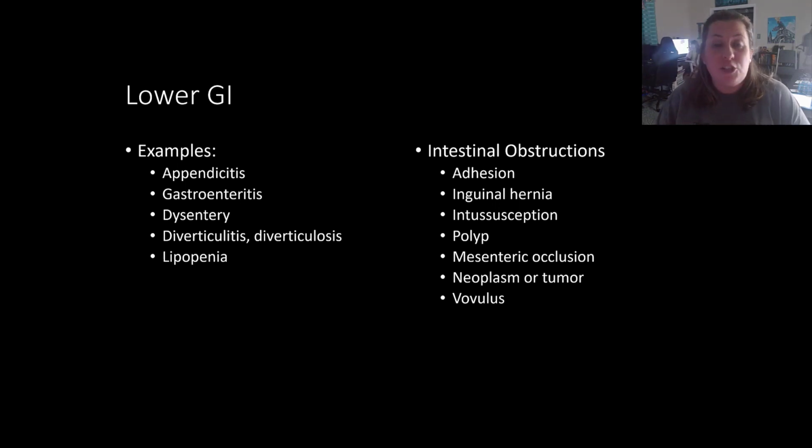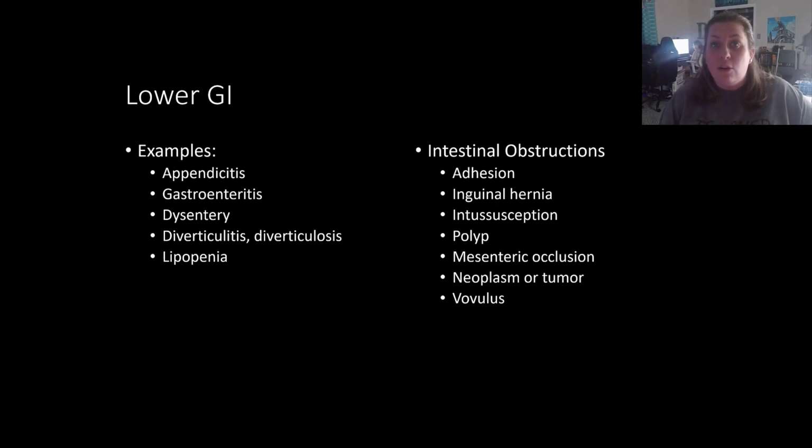So lipopenia is a deficiency in fat. Now, we also can have some things that are going to cause intestinal obstructions, where stuff's going to block the intestine and the movement of food. Some of these include adhesions. So an adhesion is going to be where the two sides are going to end up kind of sticking together. This happens a lot of times after surgery, where you've cut open different layers and then they adhere back together during the healing process.